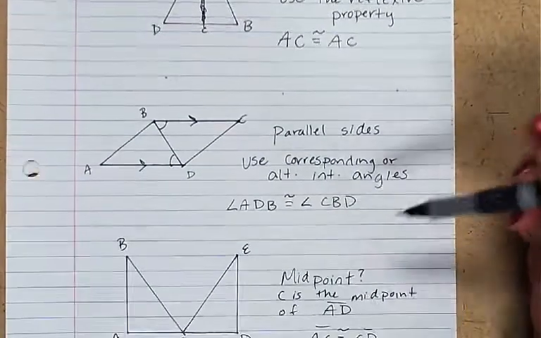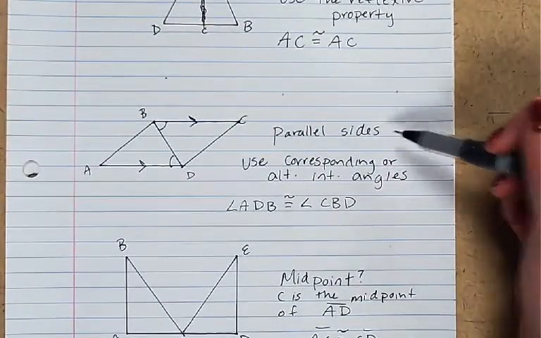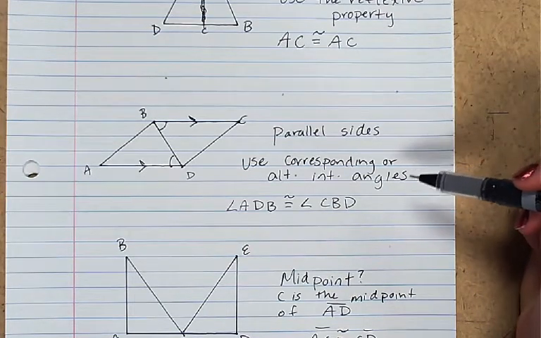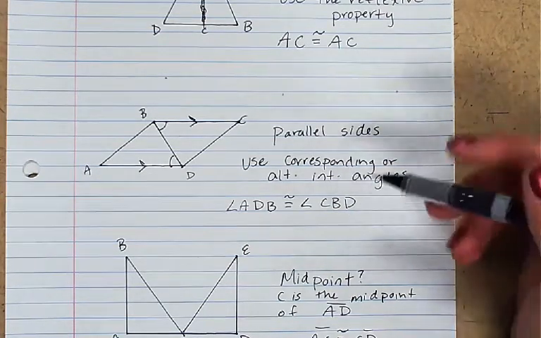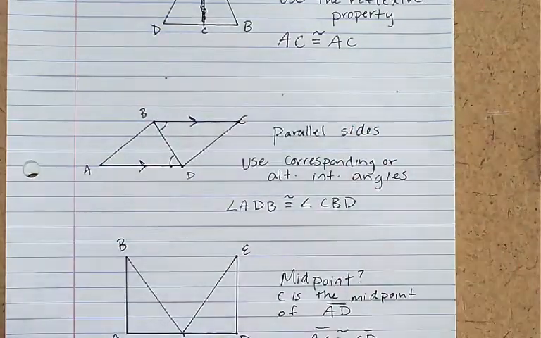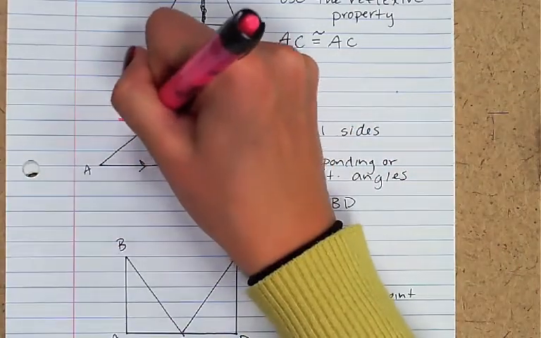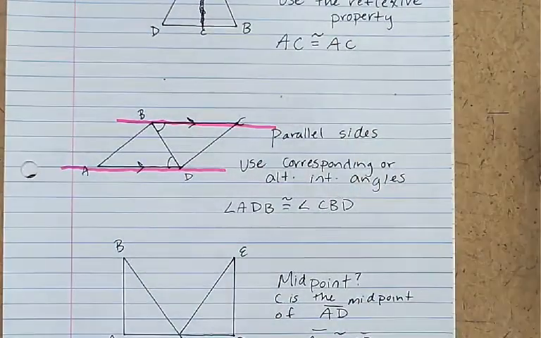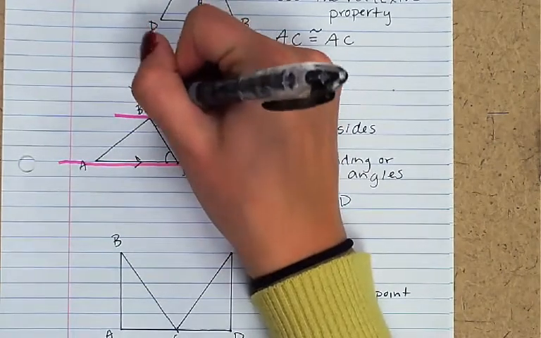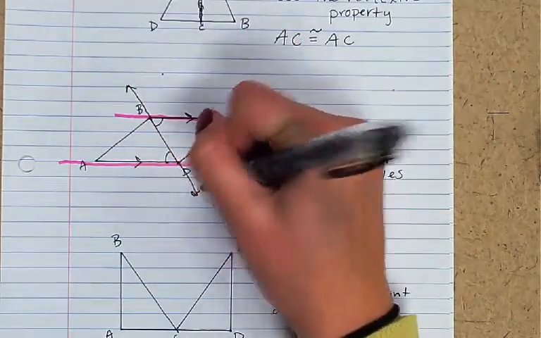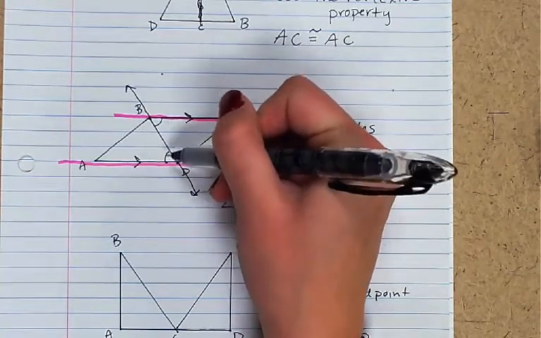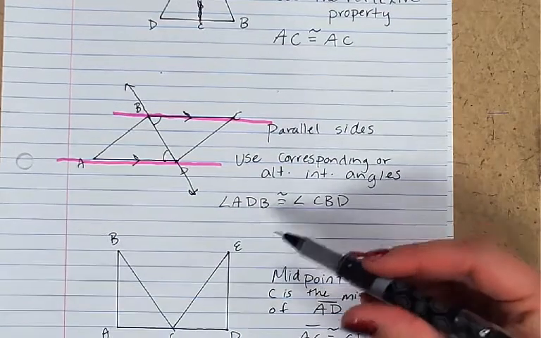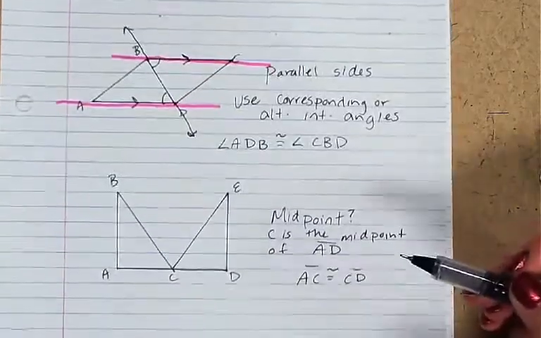The second thing you need to look for is if they tell you the lines are parallel. When you have parallel lines, you're going to use either corresponding or alternate interior angles. Here are our parallel lines. If you were to extend them, they would be like this. It is cut by this transversal BD, if I were to extend it. Right here you can see we have alternate interior angles, and alternate interior angles are always the same. So angle ADB is congruent to angle CBD.